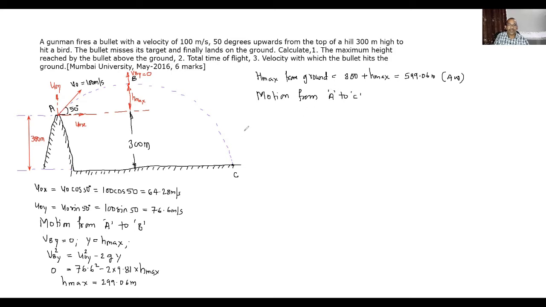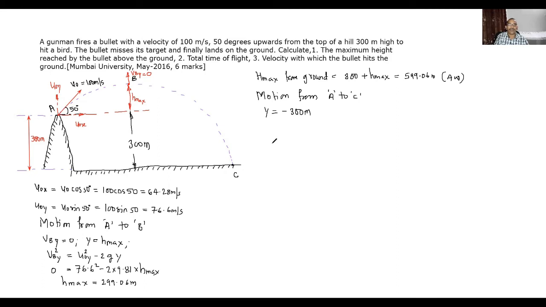Now from A to C, what do you know? First part is y. Now C is below the point of projection. When the final position is below the point of projection, then that y term is negative, right? This is very important. There are three conditions. If initial and final positions lie on the same horizontal line, then y is 0. If the final position is above the initial position, y is positive. If the final position is below the initial position, y is negative.